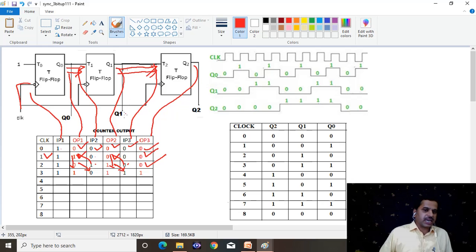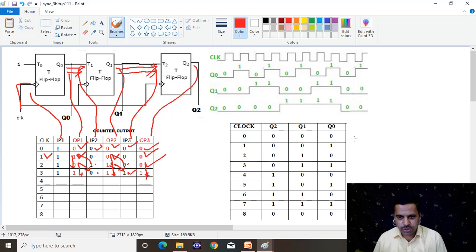Then what happens when the third clock is applied? Automatically, because the input is always 1, it toggles from 0 to 1. Here it is 0. There is no change. That means it retains the previous output. That is the previous output, 1, will be transferred here. Here it is 1. Again, it changes the state from 0 to 1.